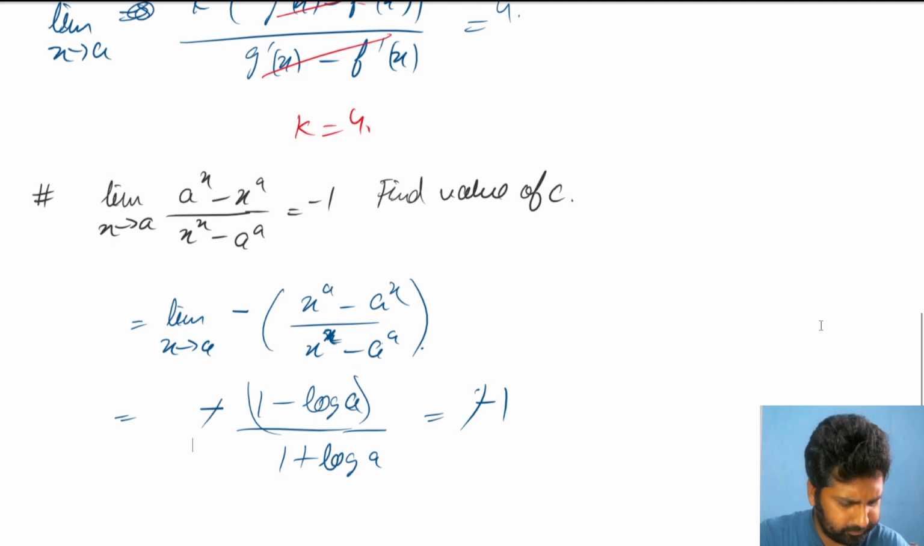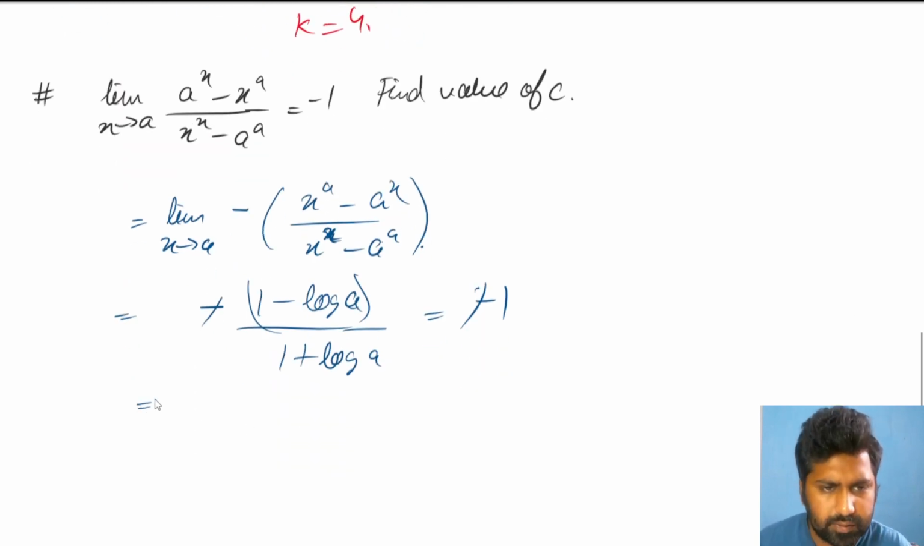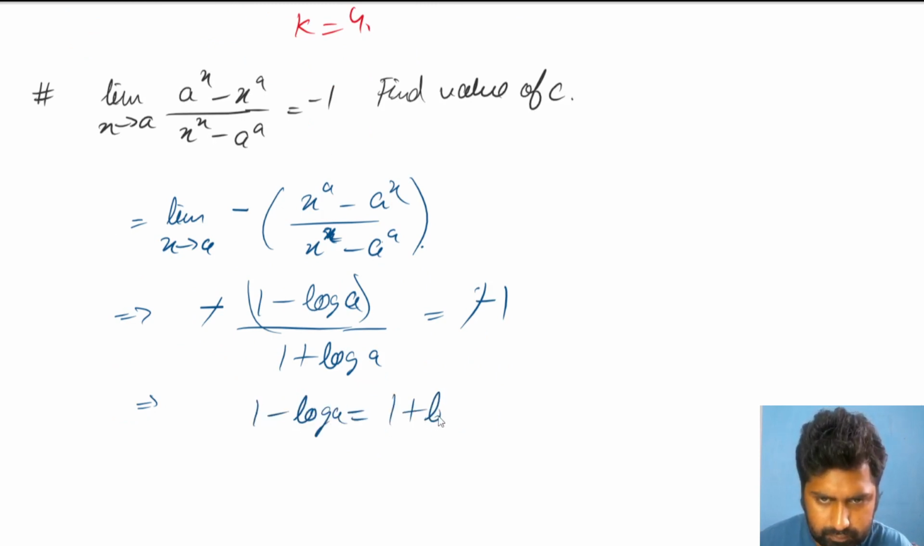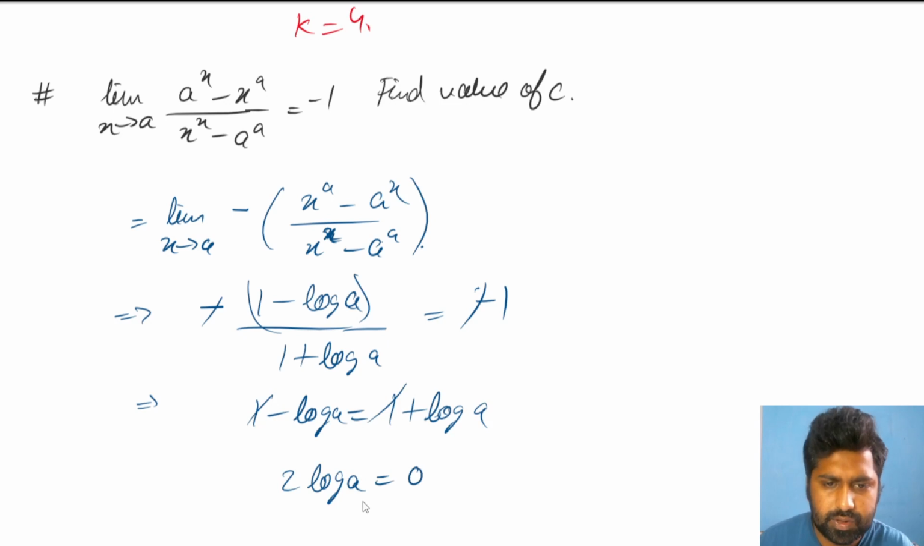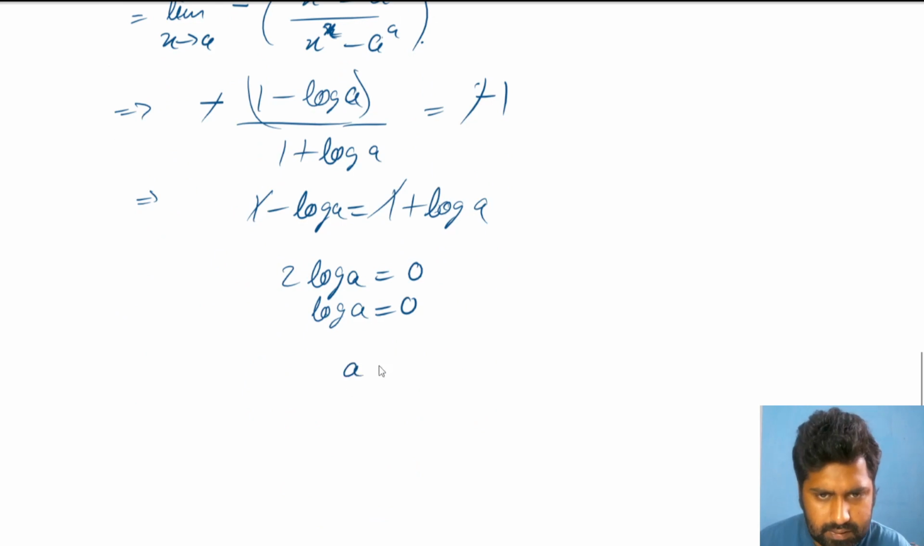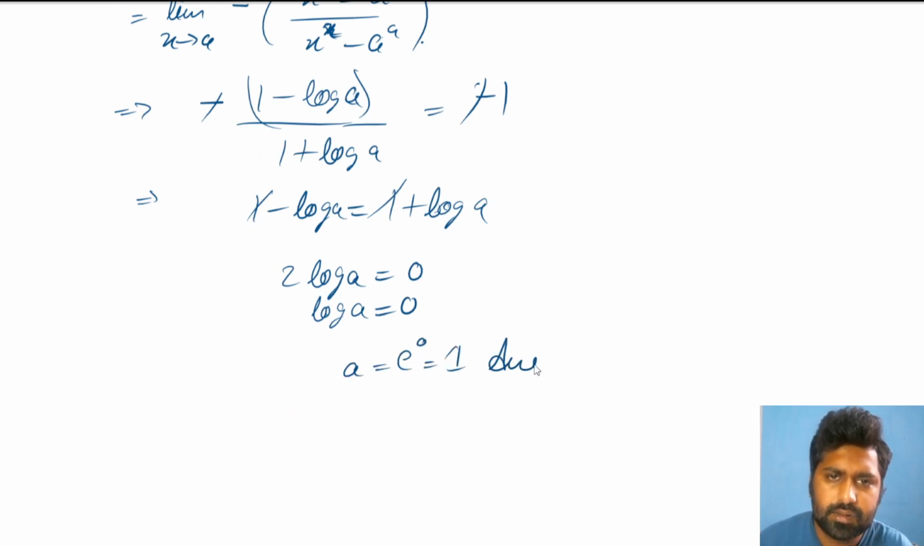So let's solve further. 1 minus log a equal to 1 plus log a. 1 cancels, so basically 2 log a is equal to 0. So log a is 0. If log a is 0, a is e raised to power 0. That's 1. That's the answer.